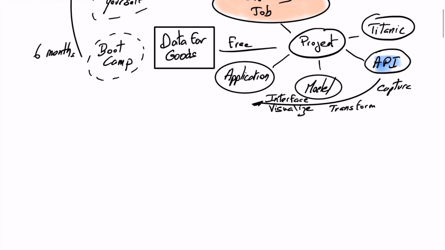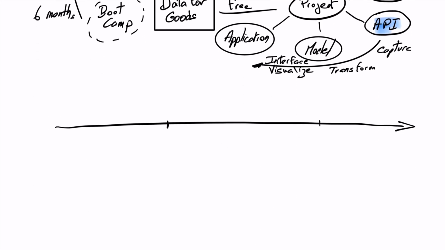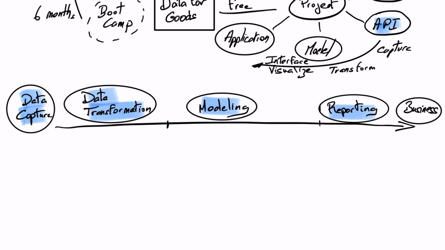The 5 major steps of a standard data flow: data capture, data transformation, modeling, reporting, business.